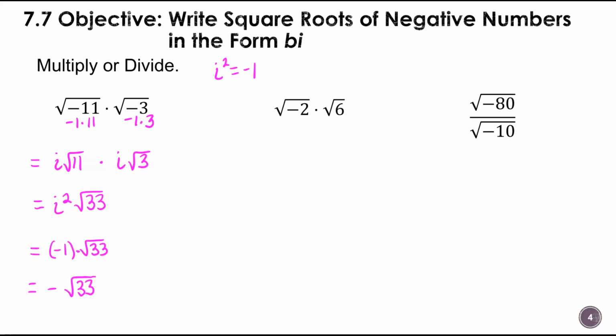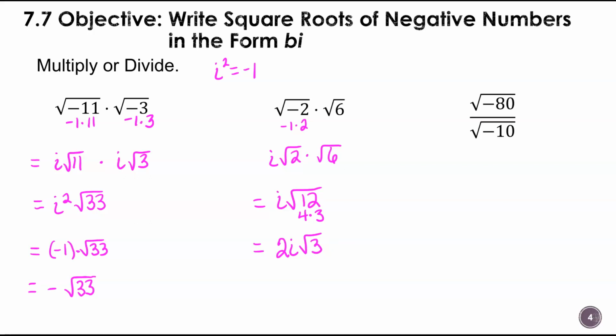Okay, next. On this, we can remove the square root of negative 1. So we're going to have i times the square root of 2 times the square root of 6. Well, that's i times the square root of 12. And then we can factor 12 as 4 times 3. Because these are just simple numbers, I'm going to show you this with perfect squares. The square root of 4 is 2. That comes out. The square root of 3 stays under.